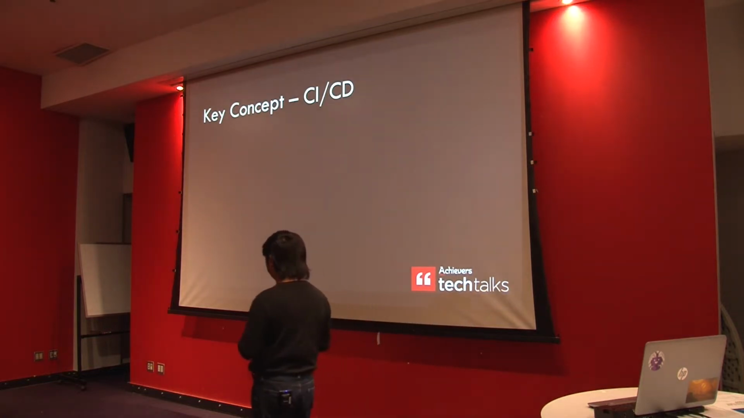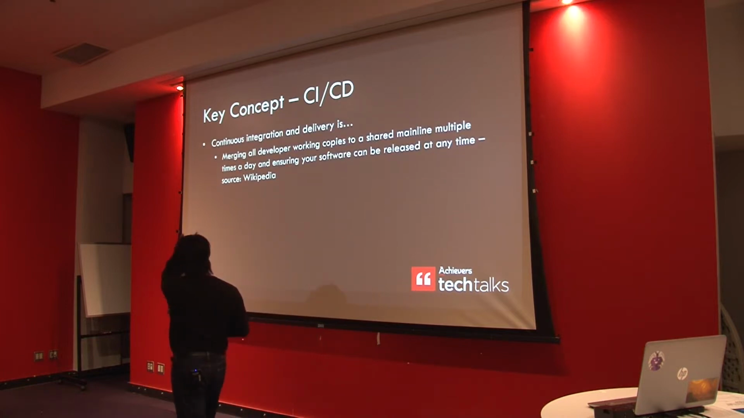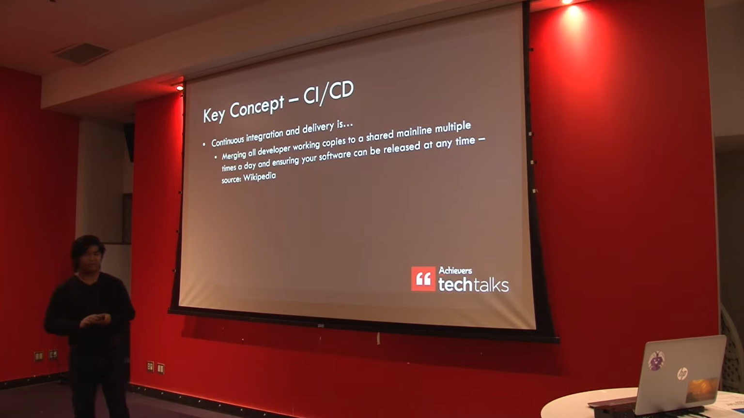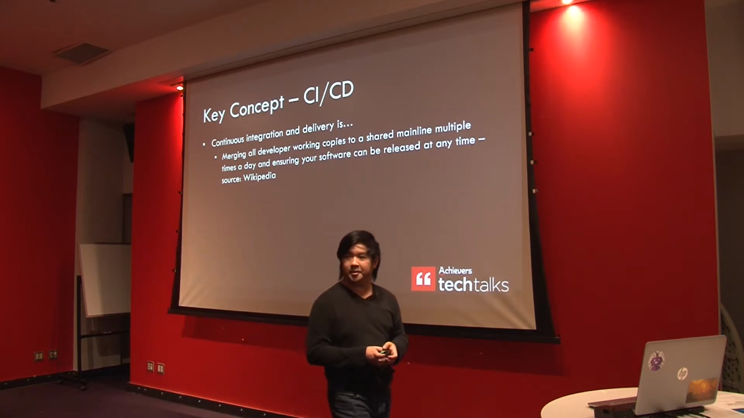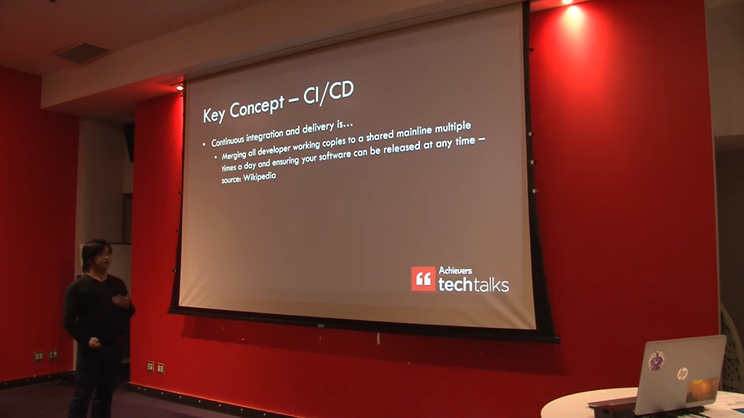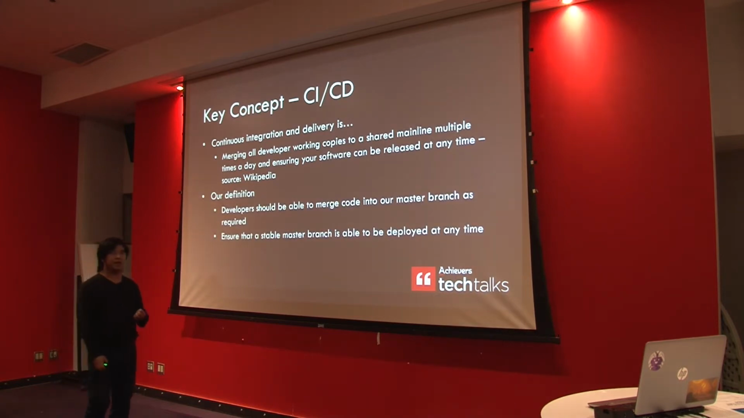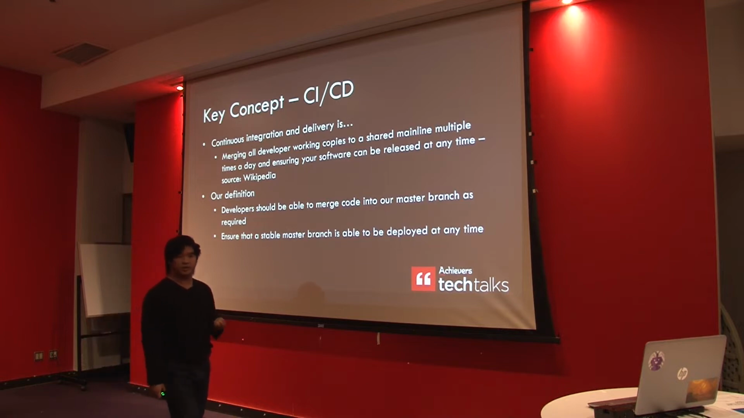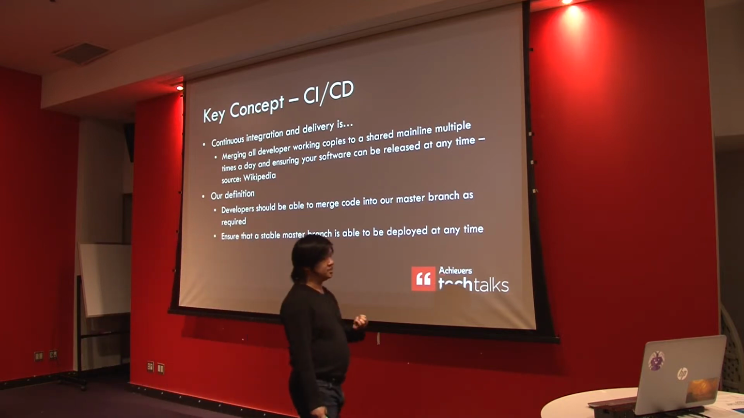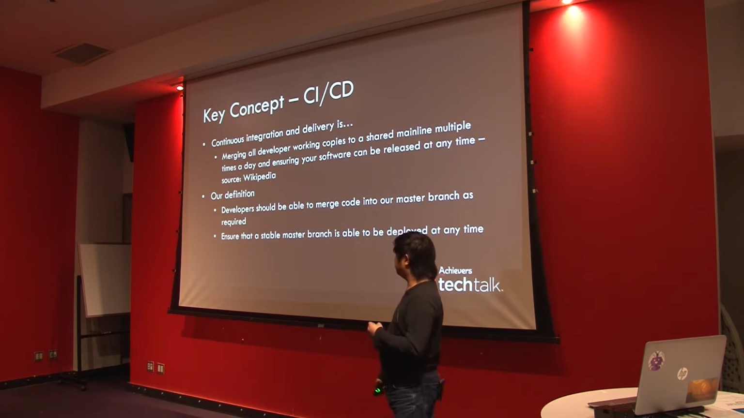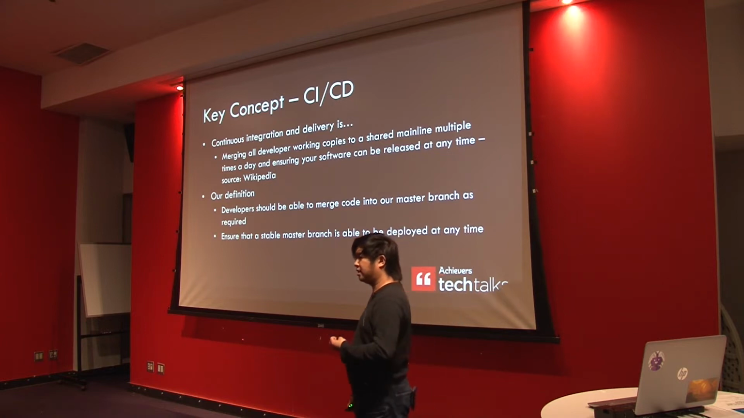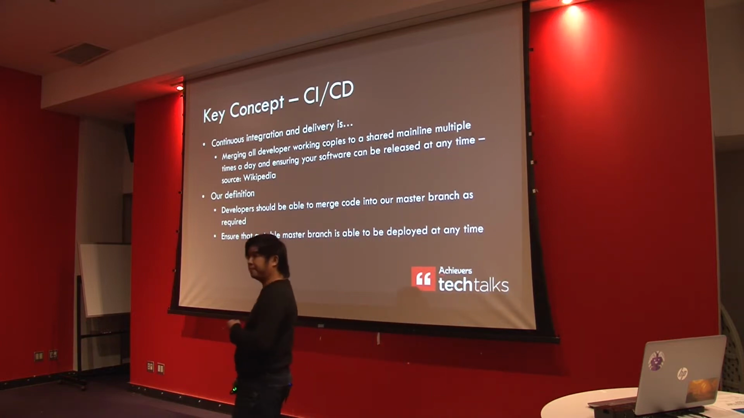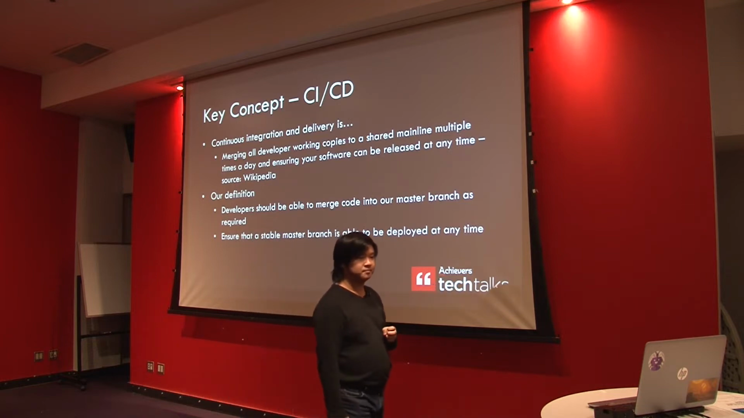So key concepts. What is CI/CD? Continuous integration and delivery, per a long definition from Wikipedia, is merging all of our developer working copies to a single shared mainline, and then making sure that that working copy is capable of being deployed at the end of the day. Here at Achievers, we have our own separate definition of CI/CD, which is that a developer should be able to merge their code into the main branch as they need to, obviously going through a key process as well. The second definition that we have is that we need to ensure that our master branch is in a stable and deployable state at any time. That's one of the main goals of our process.